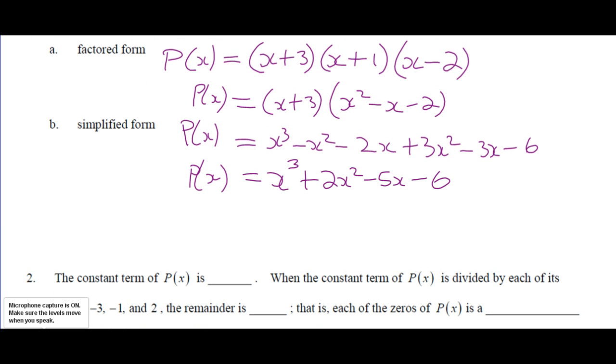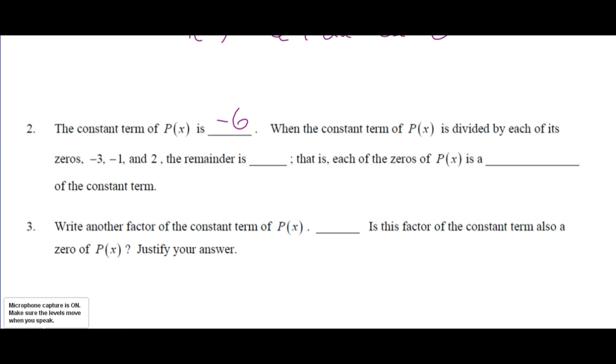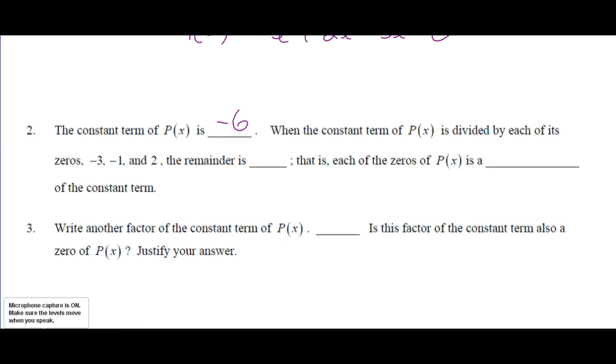So what's the constant term here? Negative 6. If you divide the constant term by each of the zeros, negative 3, negative 1, and 2, what's the remainder? So what's negative 6 divided by negative 3? 2. What's negative 6 divided by negative 1? 6. What's negative 6 divided by 2? Negative 3. So what's the remainder for each of those? Just 0, right? There's no remainder.